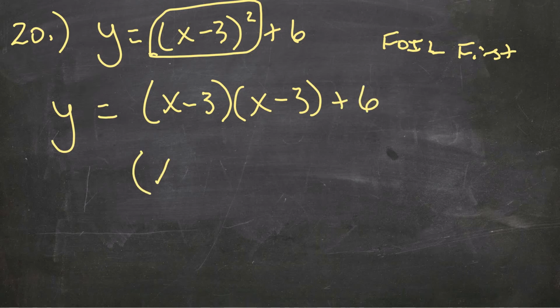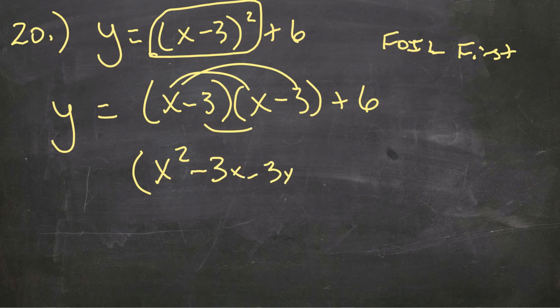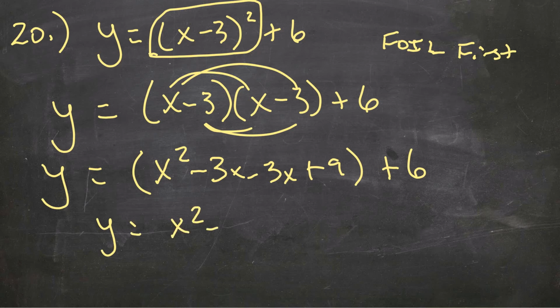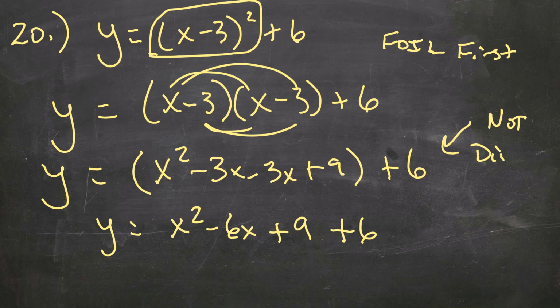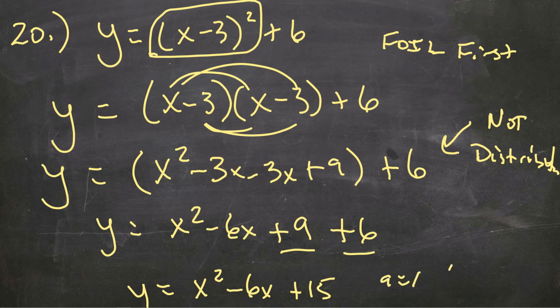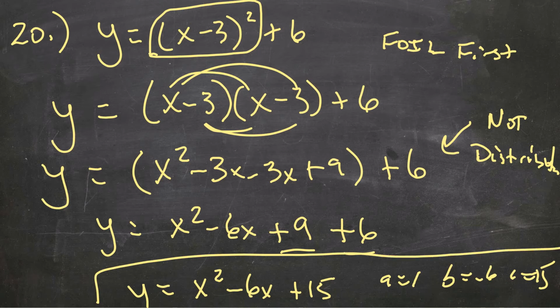Now I can FOIL. I get x squared minus 3x for the outside, minus 3x for the inside, plus 9 for the last. Plus 6 hangs out, drop down the y. Y equals x squared minus 6x plus 9 plus 6. It's not the distributive property because it's not being multiplied, it's being added. You just put those together. Y equals x squared minus 6x plus 15. So if you really want to, a is 1, b is negative 6, and c is 15. And that's it for 20.